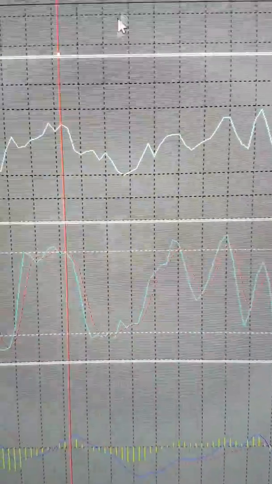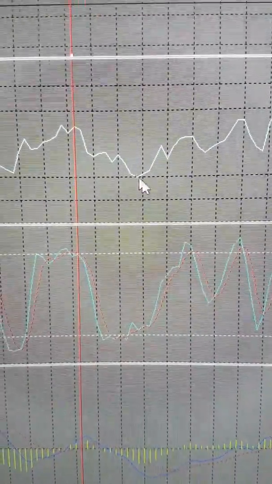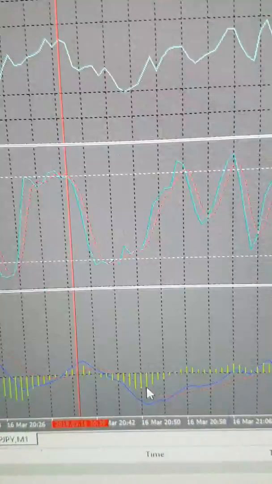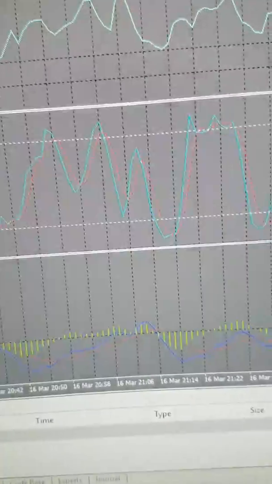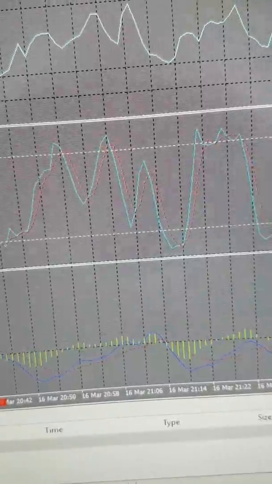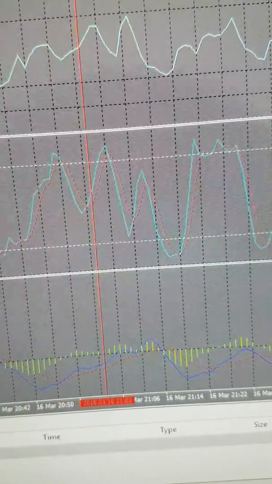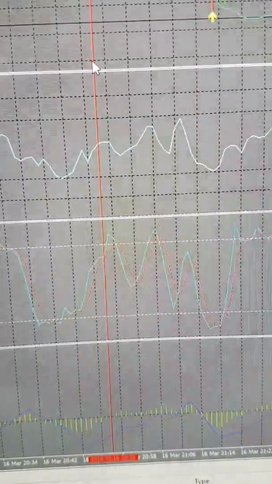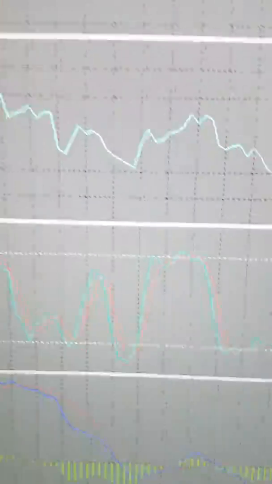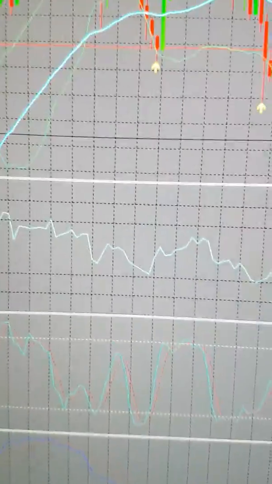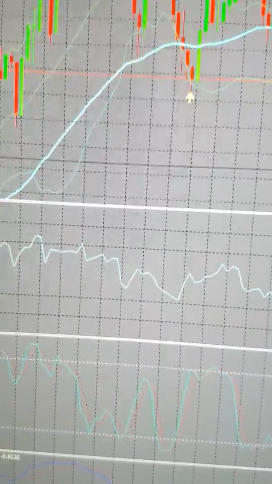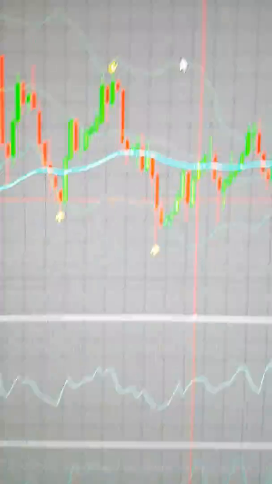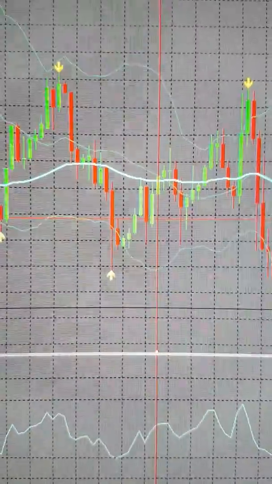Stochastics not quite oversold, but the RSI is stronger at that level. Stochastics are crossing. You can wait for the MACDs to cross. Let's see where one of the MACDs crossed here. But they're already at the top. Honestly, I wasn't watching the MACDs quite as strongly. I was going more off those, and I was still successful. The MACD cross right there.